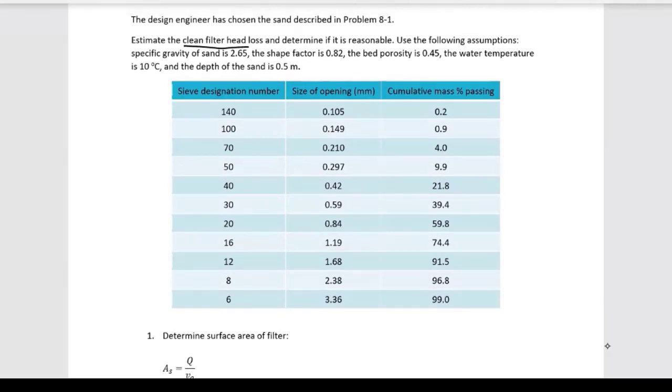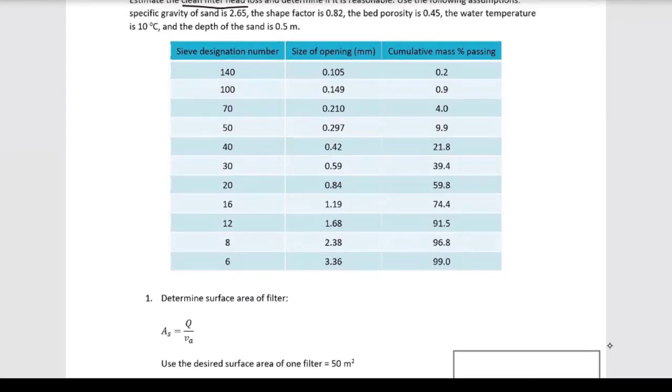We're told that the specific gravity of the sand is 2.65. We have a shape factor of 0.82. The bed porosity is 0.45. We're designing this for a temperature of 10 degrees C, and the depth of our sand is 0.5 meters. This information here would be provided from the manufacturer. So what we have is the sieve size designation, the size of the opening, and a cumulative mass passing.